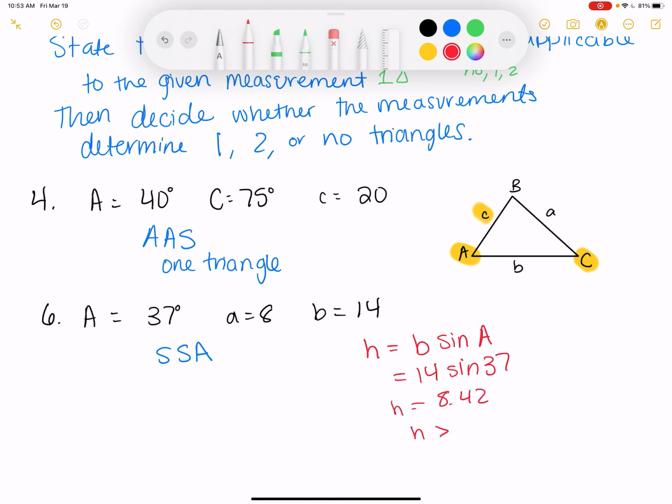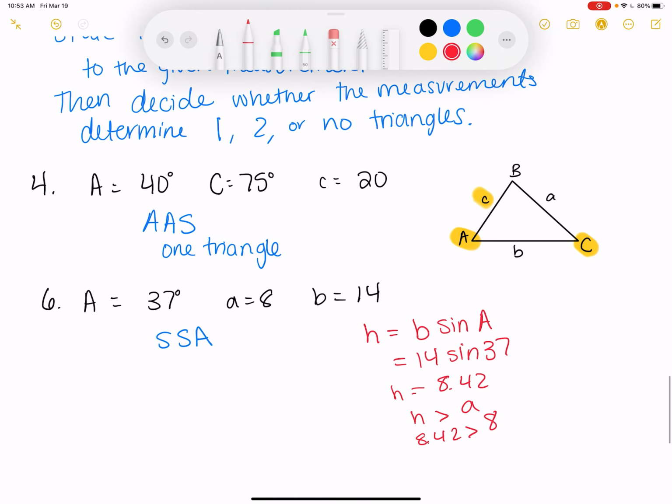h is greater than a, because 8.42 is greater than a, which is 8. So what does that mean? It is equal to two triangles, one triangle, none. No triangle. That's so sad that we do all this work for no triangle.